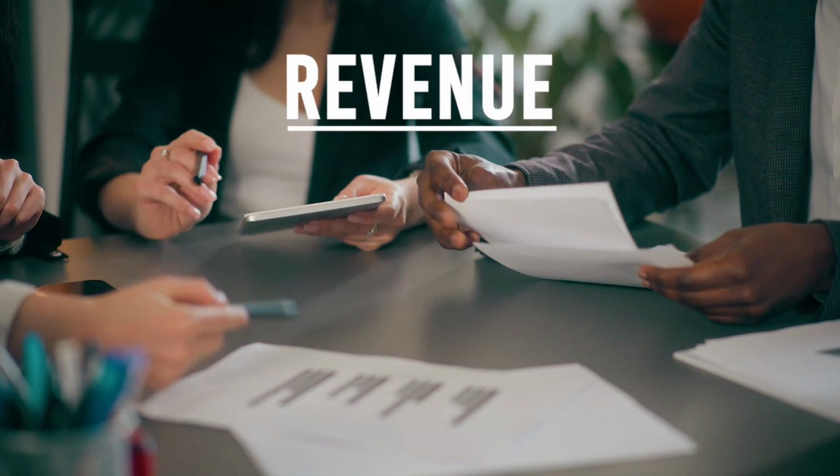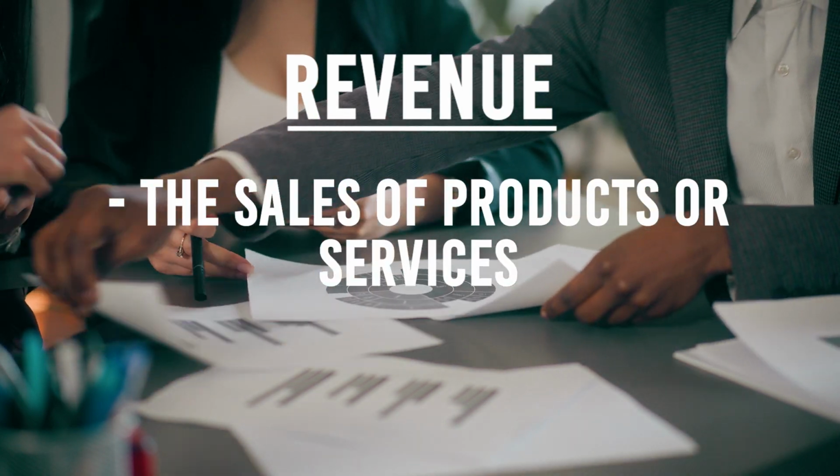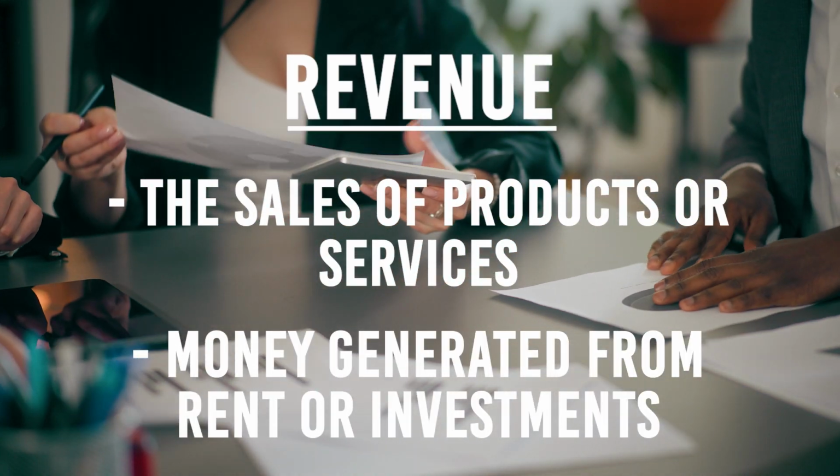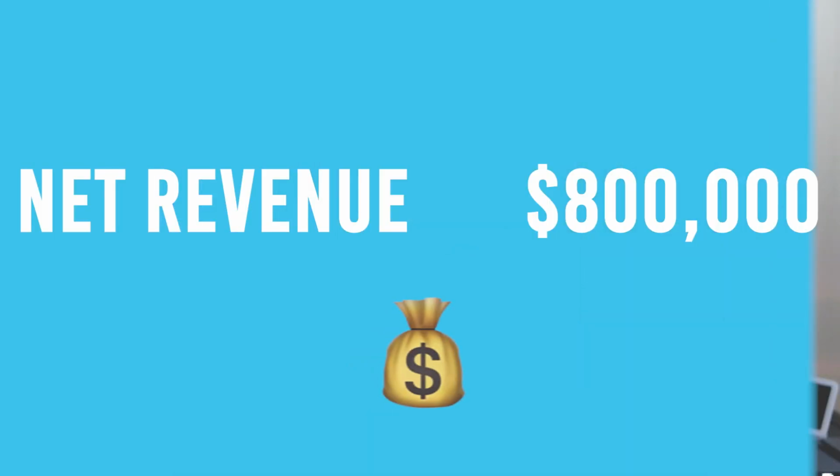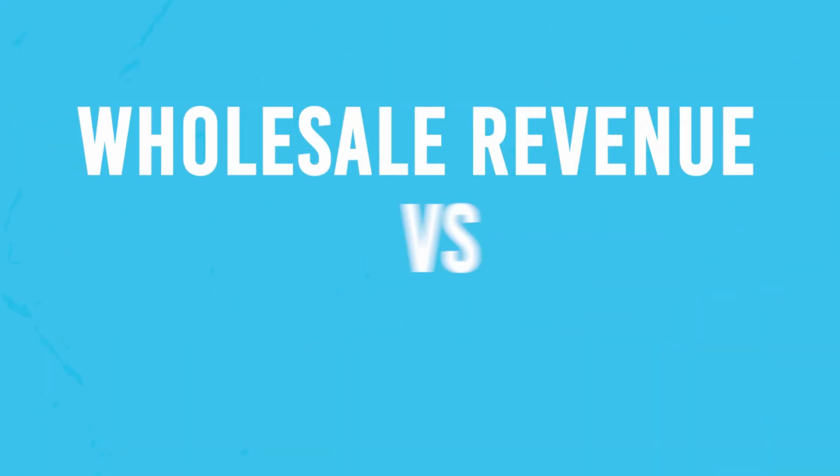Revenue is usually generated from the sale of products or services. However, for some companies, it comes from things like rent or investment income. Now, so far that sounds pretty simple, but revenue can be broken down in a couple of different ways. For example, sometimes it can be presented as $1 million of gross revenue less $200,000 of discounts. Or it can just be presented as $800,000 of net revenue. You can also break up revenue by channel, for example, wholesale revenue versus e-commerce revenue.